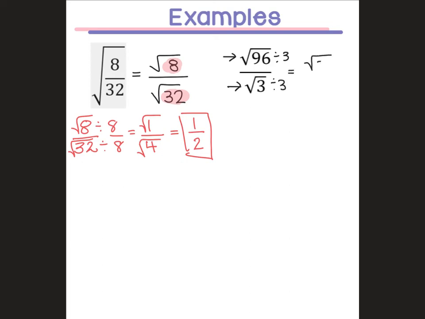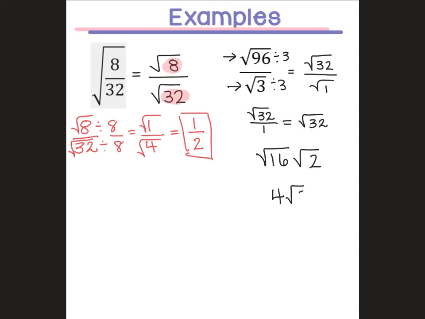96 divided by 3 is square root of 32. Square root of 3 divided by 3 is square root of 1. The square root of 1 is 1, so really my fraction would be written like this, which I can actually just write as square root of 32. Then I would want to see if square root of 32 simplifies. Square root of 32 can be written as square root of 16 times square root of 2. Square root of 16 is 4. So this simplifies to 4 square root of 2.